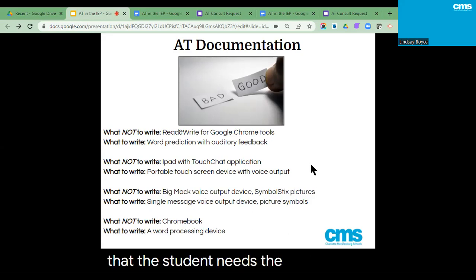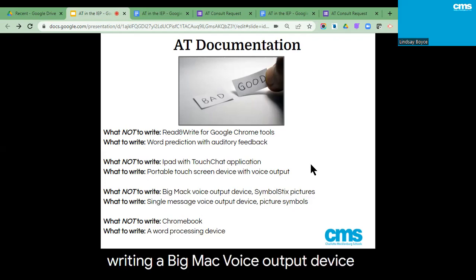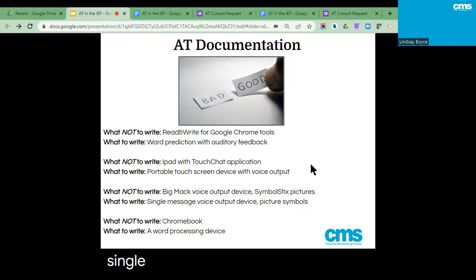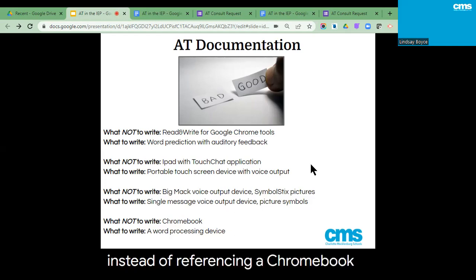The second, instead of using iPad with a specific application like TouchChat, reference a portable touchscreen device with voice output. The third example, instead of writing a Big Mac voice output device or symbol sticks pictures, reference a single message voice output device and picture symbols. And the last one, instead of referencing a Chromebook, mention that the student needs a word processing device.